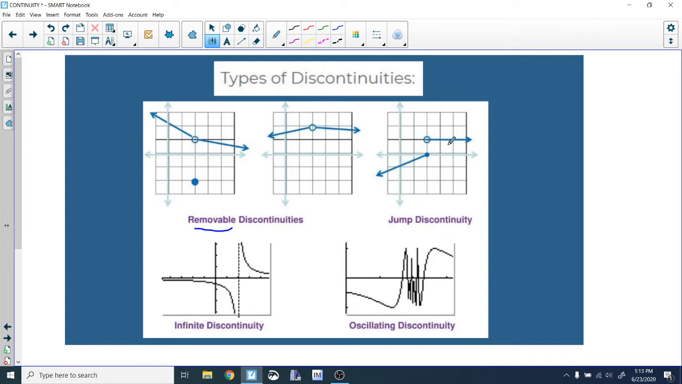Okay, these three, a removable, a jump, and an infinite discontinuity, we can see pretty easily from limit values what type of discontinuity we have. And so that's what we're going to be talking about for the rest of this video. We're going to be looking at the definition of continuity at a particular point, and by using that definition, determining what type of discontinuity we have.